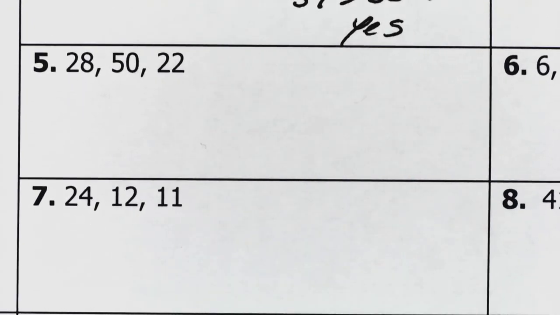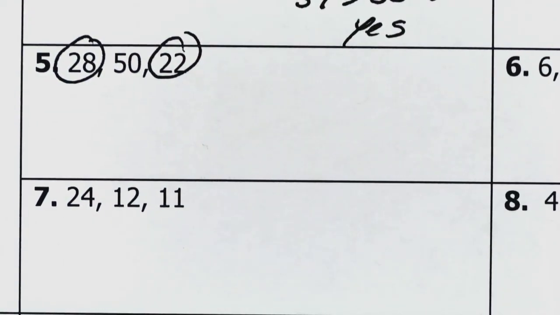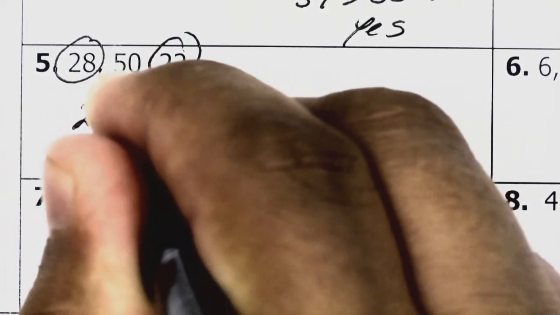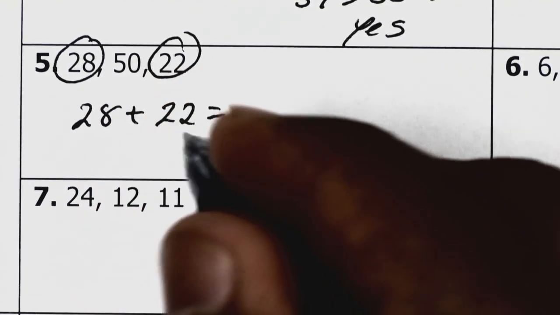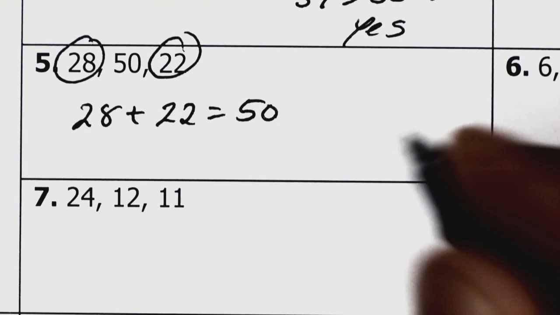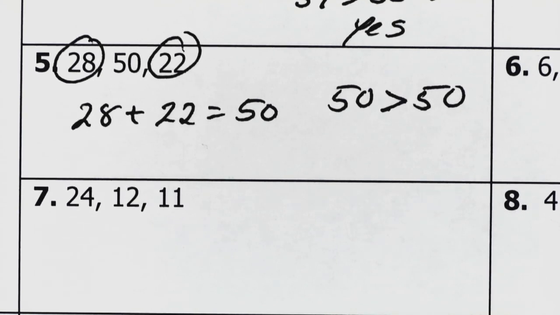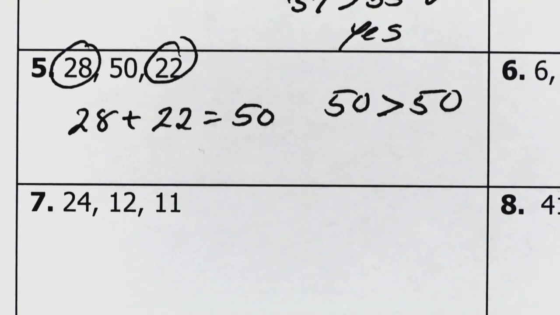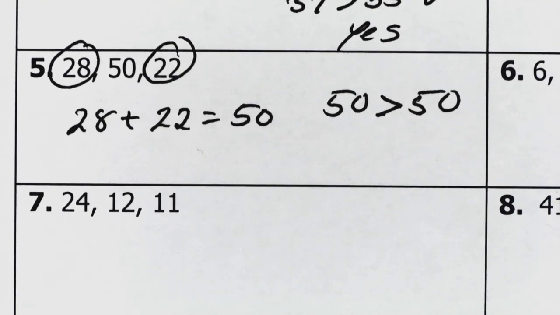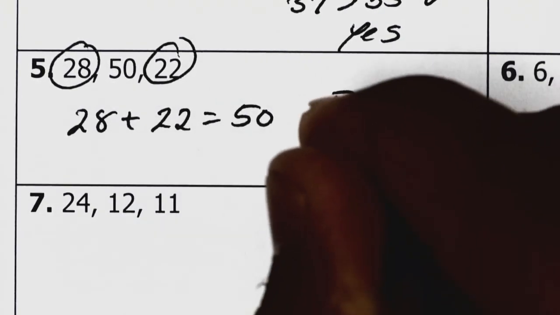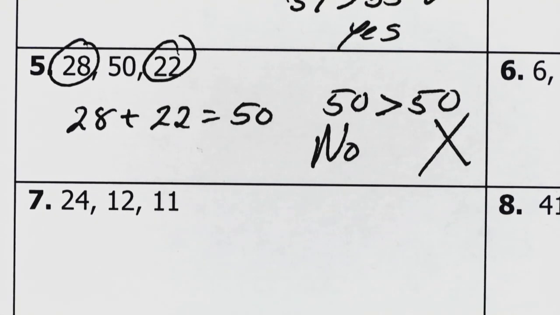Number 5, 28, 50, and 22. So 28 and 22. So I'm going to add those together. So 28 plus 22 gives me 50. So now this is a tricky one. Is 50 greater than 50? Well, 50 is not greater than 50. 50 is actually equal to 50. And the way that the theorem works, they have to be a bigger number than the third, not the same number. So this is actually no, this does not work. So 50 cannot be the third side. Got to be careful with that. It has to be greater than 50.